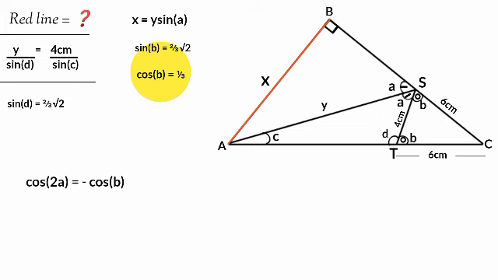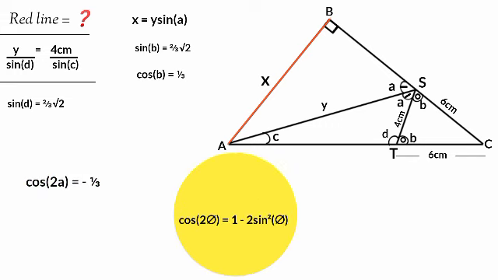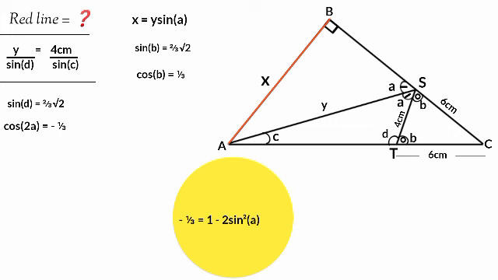But from here, cos B is 1 over 3. So if we put it here, cos 2A equals minus 1 over 3. Now from the double angle identity, we know cos 2 theta equals 1 minus 2 sine squared theta. If we let theta equal A and put it here, cos 2A equals 1 minus 2 sine squared A. But from here, cos 2A is negative 1 over 3. So minus 1 over 3 equals 1 minus 2 sine squared A.